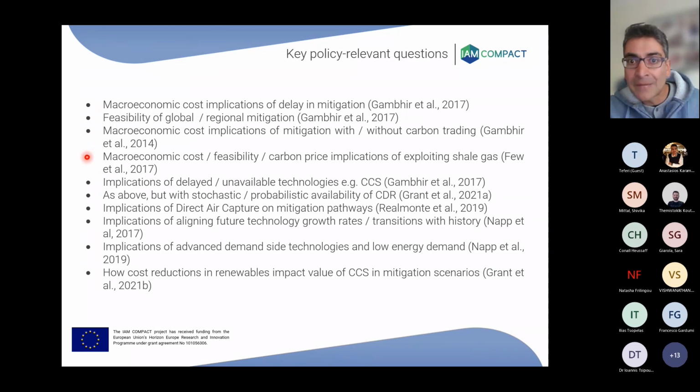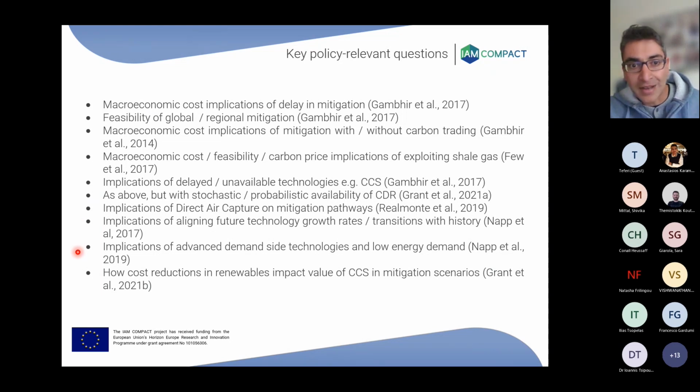We can look at different feasibility indicators of global and regional mitigation, the cost of mitigation with and without carbon trading, and also the implications of exploiting particular fuels or technologies, and we did something on shale gas, implications of delay or unavailability of technologies. We've looked increasingly at running TIAM in a stochastic mode, so we can look at how you would mitigate in the 2020s if you had an uncertain availability of CDR in the post-2030 period. We've done some big studies on direct air capture, and some studies looking at what if we can't break with historical trends of energy system transitions, and what does that mean for the feasibility of different targets.